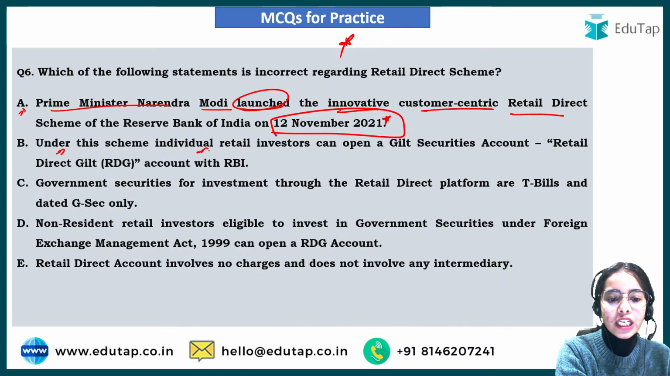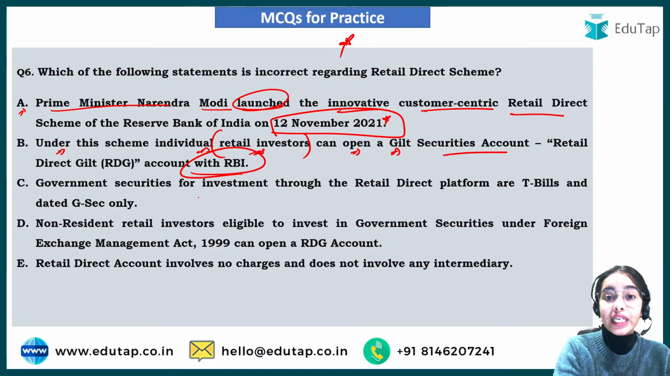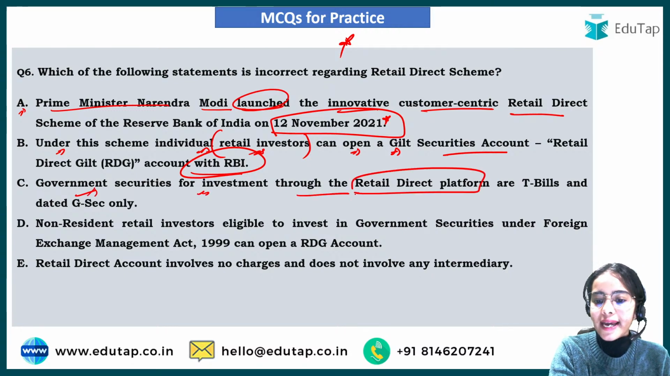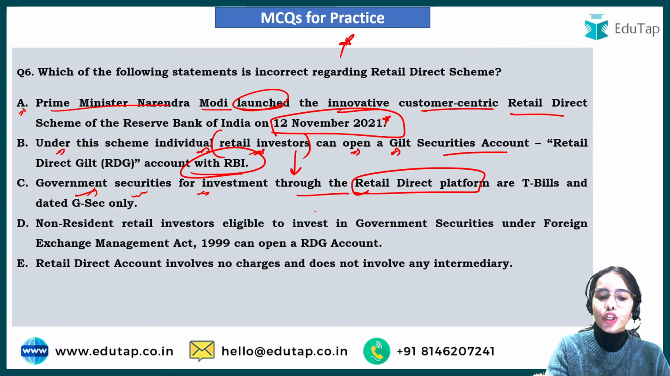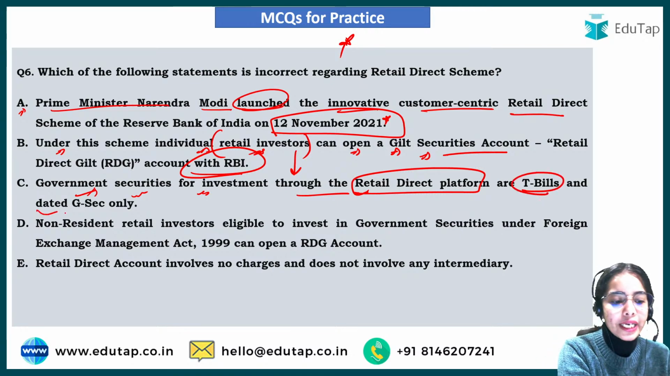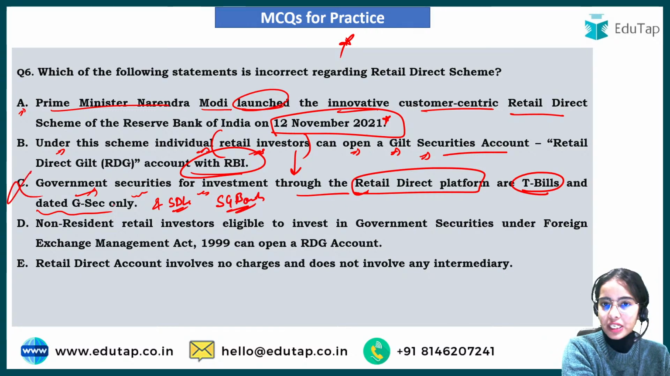Under the scheme, individual retail investors, only the retail investors, they can open a gilt securities account with the Reserve Bank of India directly. That is also correct. Government securities for investment through the retail direct platform. So government securities in which the retail investors can invest through this gilt account with the Reserve Bank of India are the T-bills. They can invest in the treasury bills, they can invest in the dated government securities, as well as in the state development loans, as well as in the sovereign gold bonds. Okay. So this statement is incorrect.